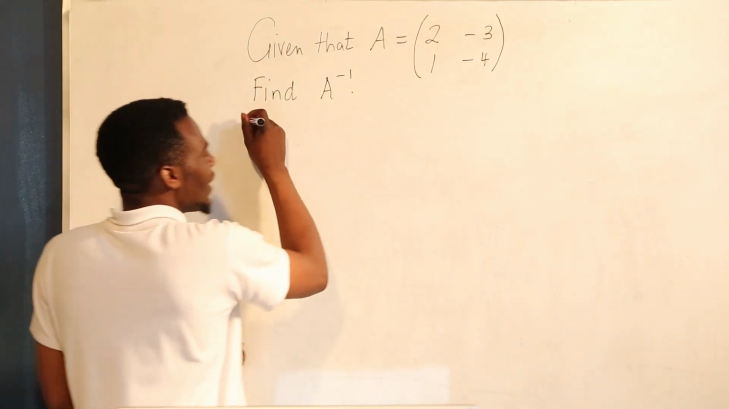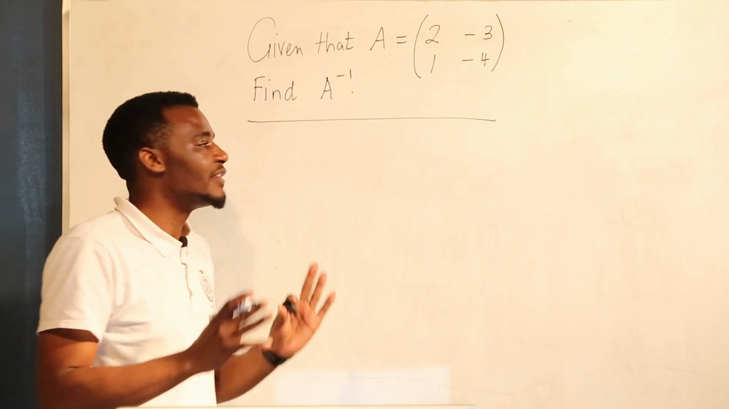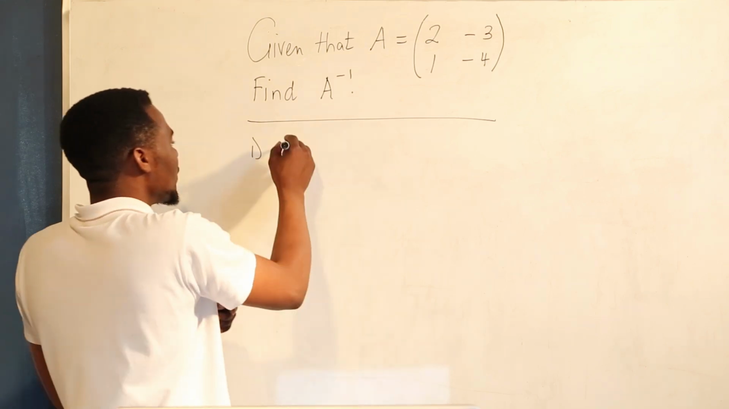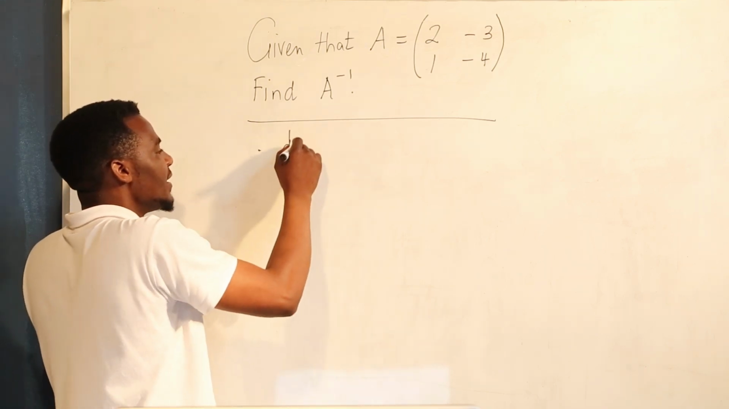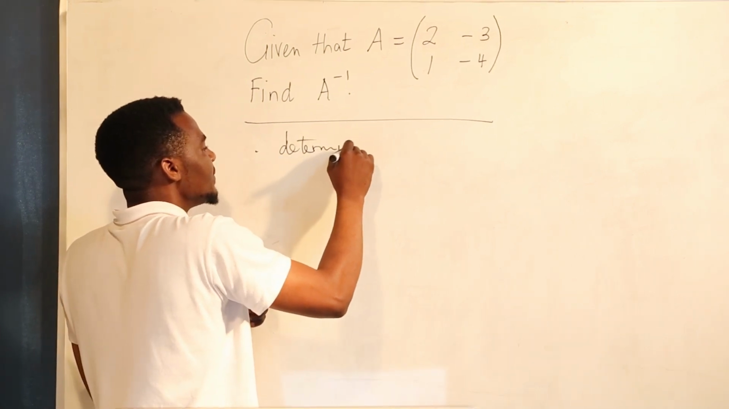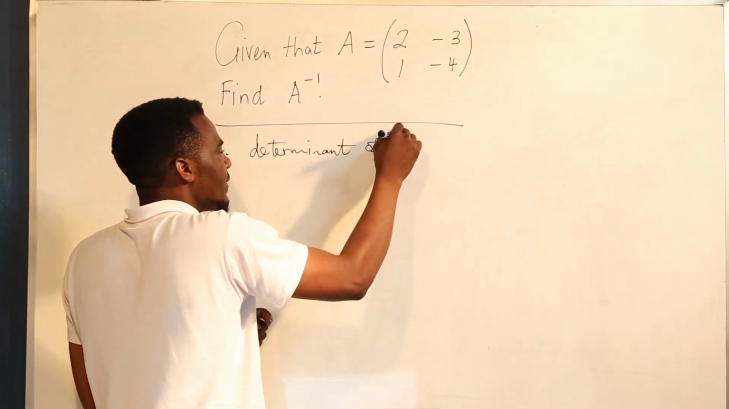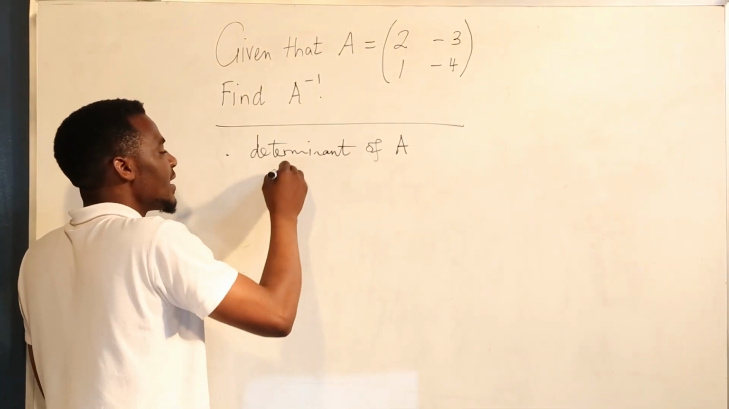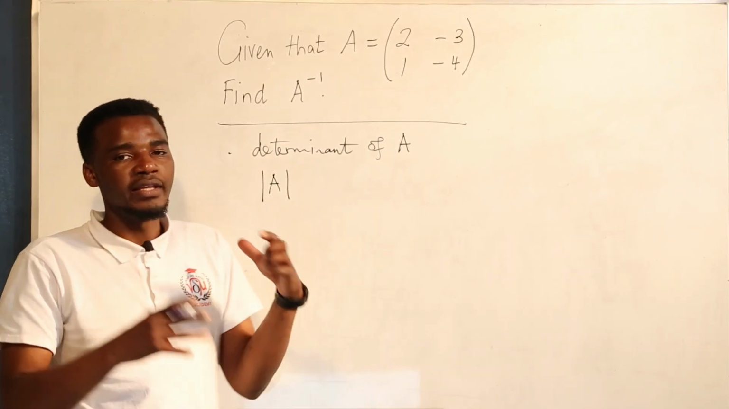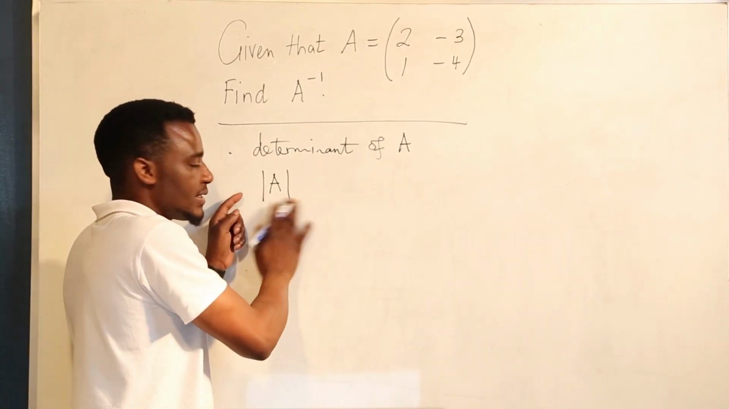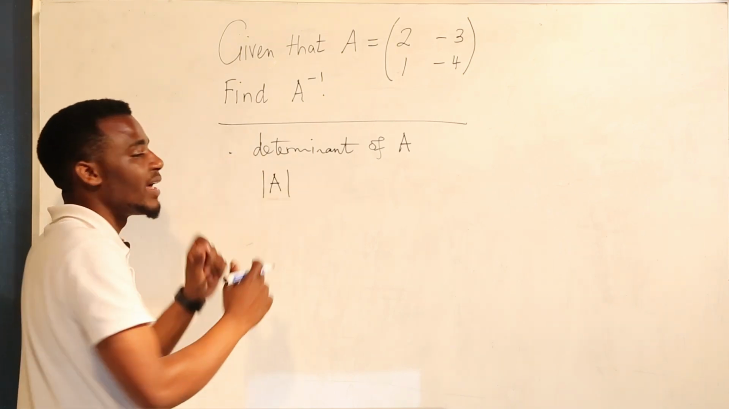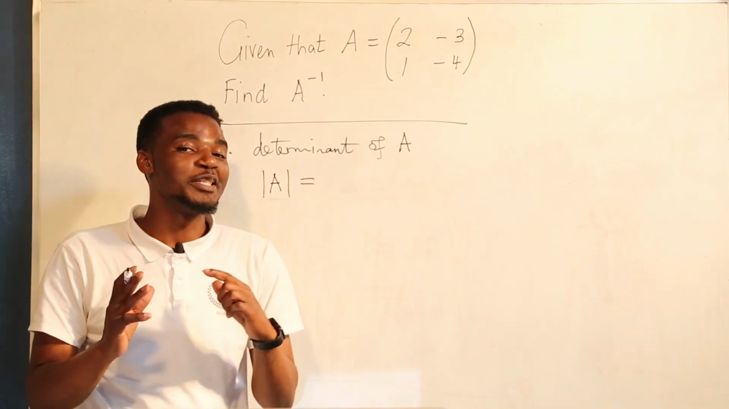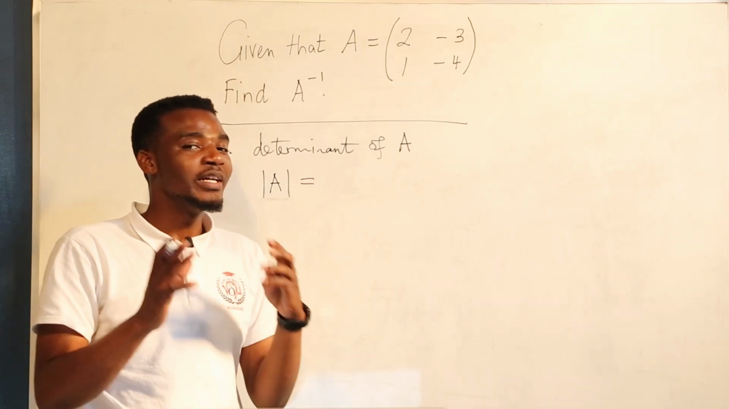Okay, so for us to find the inverse of this matrix, the very first thing that we have to do is calculate the determinant of A. So how are we going to calculate the determinant of A? The determinant of A sometimes is denoted by the modulus of A, the size of A, or we write it symbolically in this way, A with these bars on the side. So if you want to calculate the determinant of A, all we need to do is very simple.